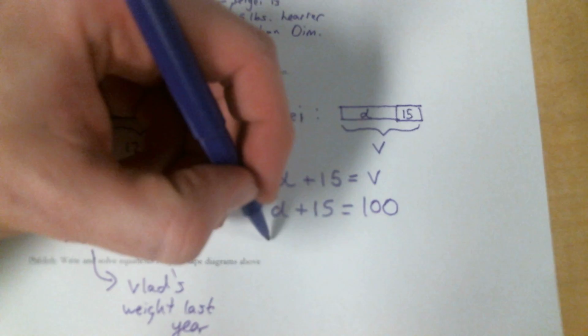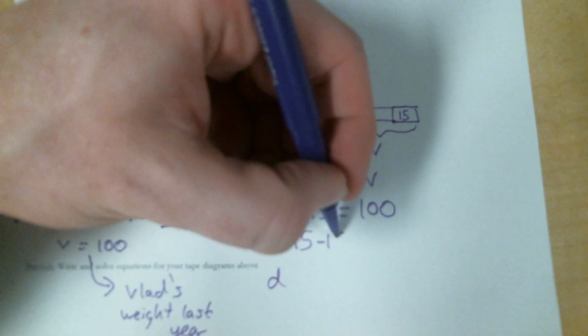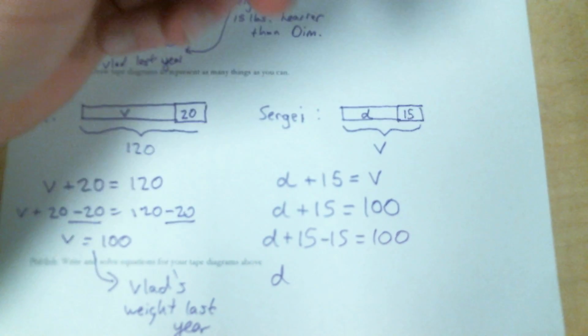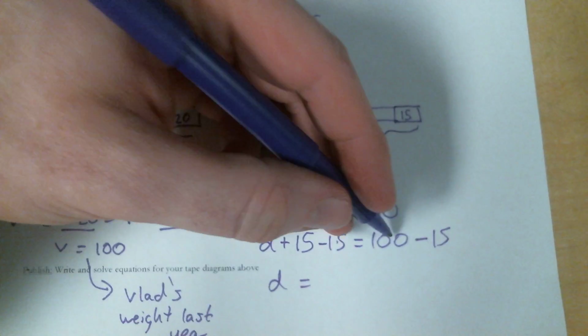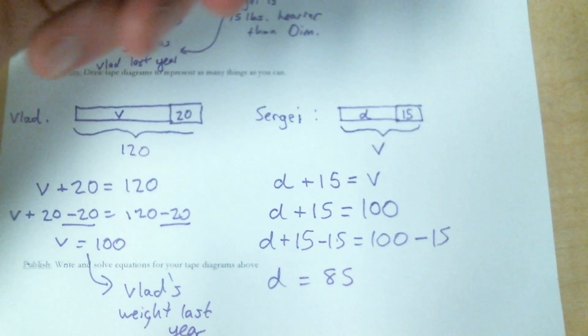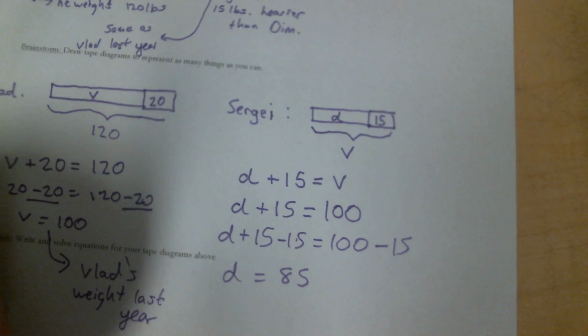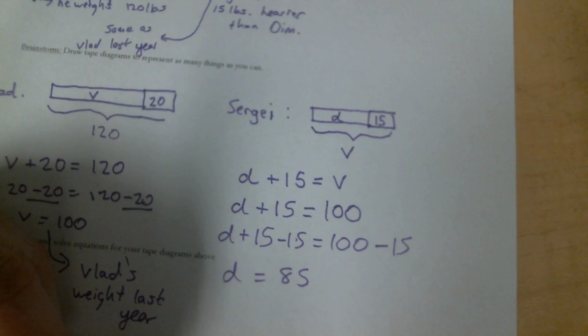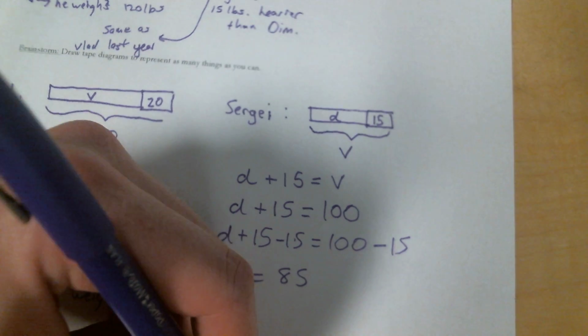Well, we can solve this equation pretty easily. If I'm trying to get this so it equals just D, I would subtract 15 from both sides. And so what would I end up with? Here I'd end up with just the variable D. 100 take away 15 is 85. So now I can write a third sentence. I can say Dmitry weighs 85 pounds this year.